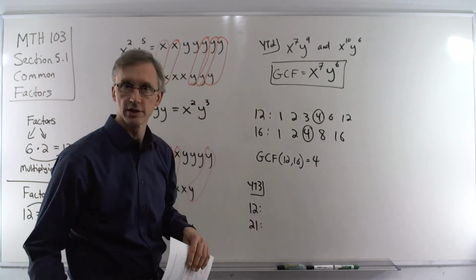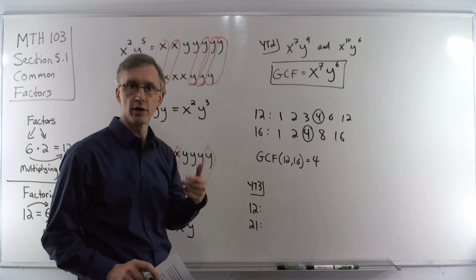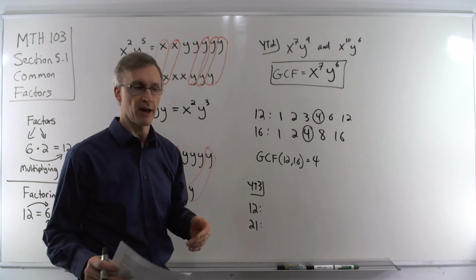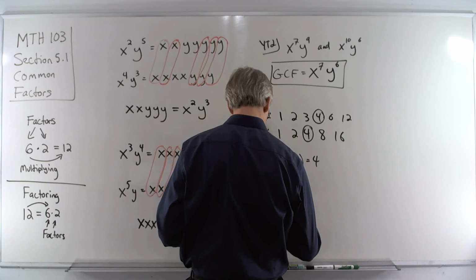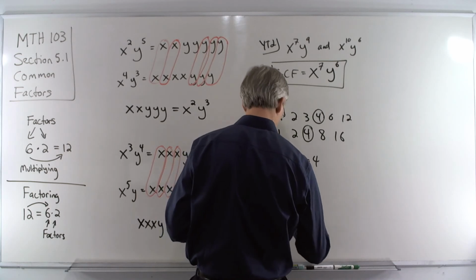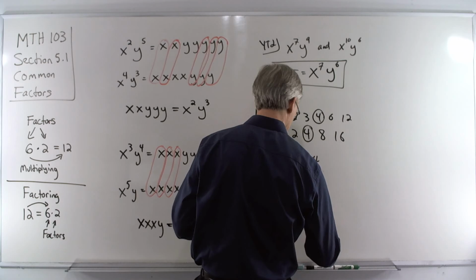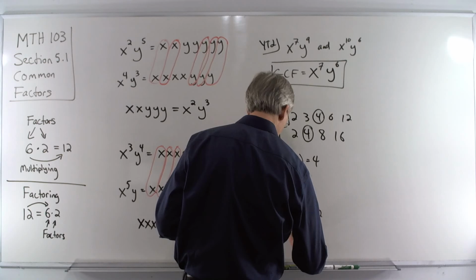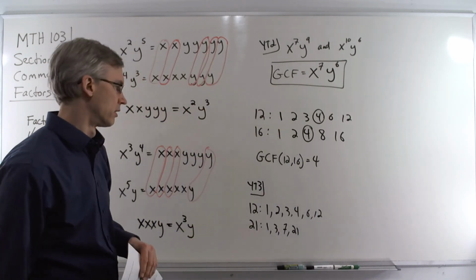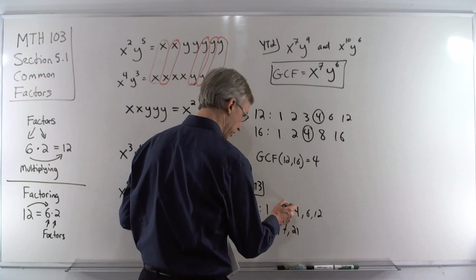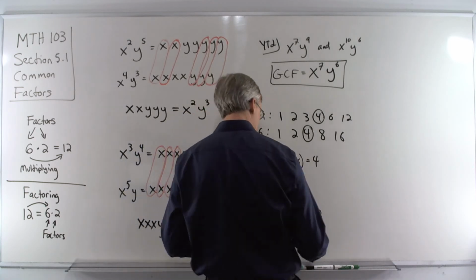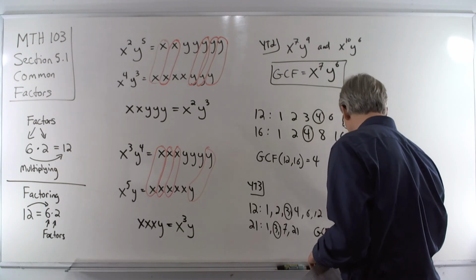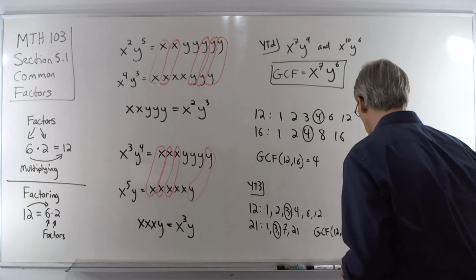One way to find the factors is just to use your calculator. Take 12, start dividing by 1, 2, 3, and every time you get a whole number, then the number you divided by is a factor. So for 12, we got 1, 2, 3, 4, 6, and 12. And for 21, we got 1, 3, 7, and 21. Now the largest number that's in both lists is 3. So that makes the GCF of 12 and 21, 3.